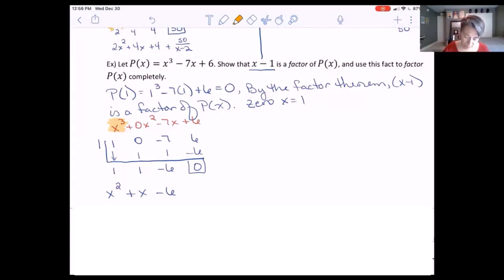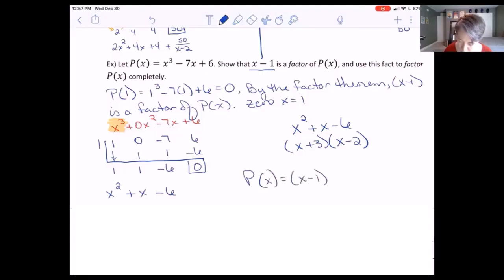So now we have the x squared plus x minus 6, which we can factor. That factors into x plus 3 times x minus 2. And don't forget the first factor that they gave us. So p of x factors into x minus 1 times x plus 3 times x minus 2.